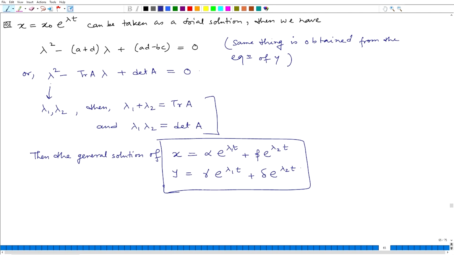Now, you see that by this result you have a clear cut way to write the general solution for x and y, for each of the phase space coordinates, for a given linearized system.